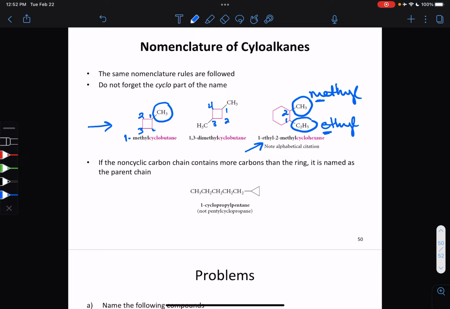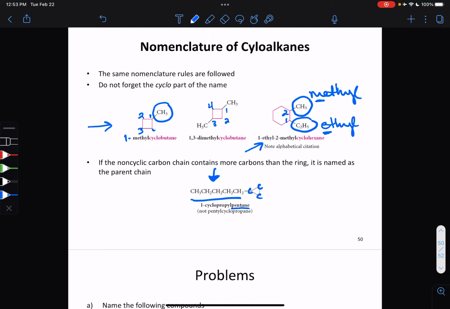Now, down below it says if the non-cyclic carbon chain, so that's the straight chain right here, has more carbons than the ring, then the straight chain is named as the parent chain. So that means that the name right here, pentane, refers to the straight chain right there. That is going to be the parent because it has more carbons than the cyclic structure. So the cyclic structure has how many carbons? 3. It has 3 carbons.